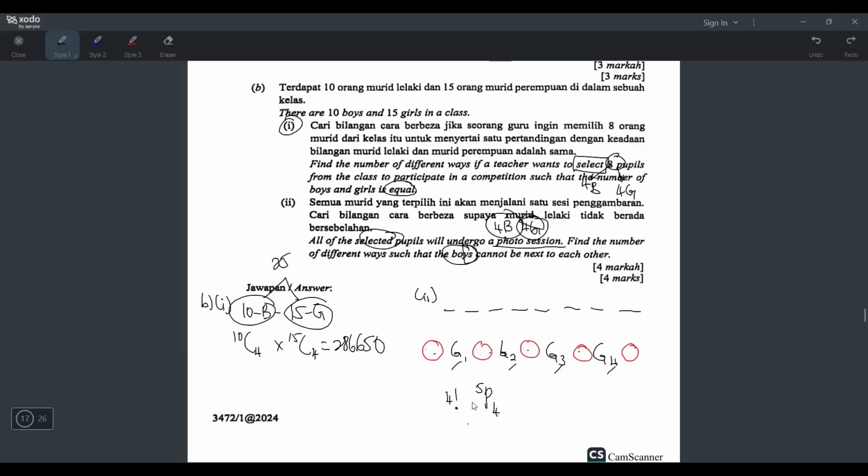So that's why it will be 4 factorial times 5 factorial, and this is the method, right? And if you press this, you will get 2880, right? And that's the answer. Okay? Okay, done.